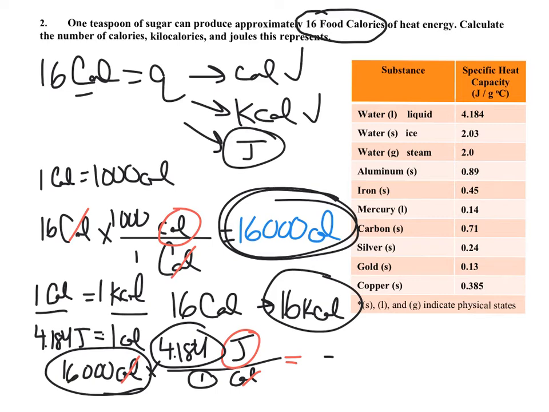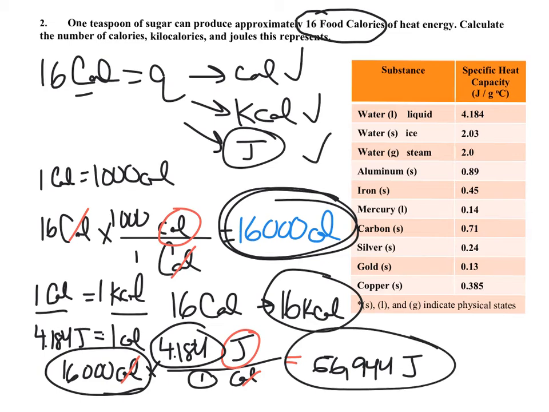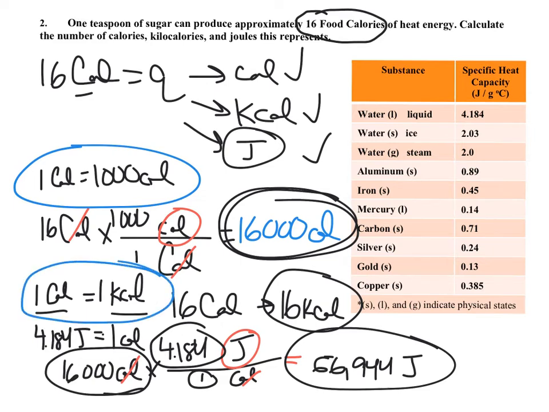So let me see. I'm going to do 16,000 times 4.184 divided by 1. And when I do that, let's see, what am I going to end up getting? My answer ends up being about 66,944, and my units will be in joules. So I converted to that as well. Nice. So I did 3 different conversions, all using the different conversion factors that I know. For every 1 food calorie, there's 1,000 science calories. 1 food calorie and 1 kilocalorie are equal to each other. They're the same thing. And there's 4.184 joules for every 1 science calorie.